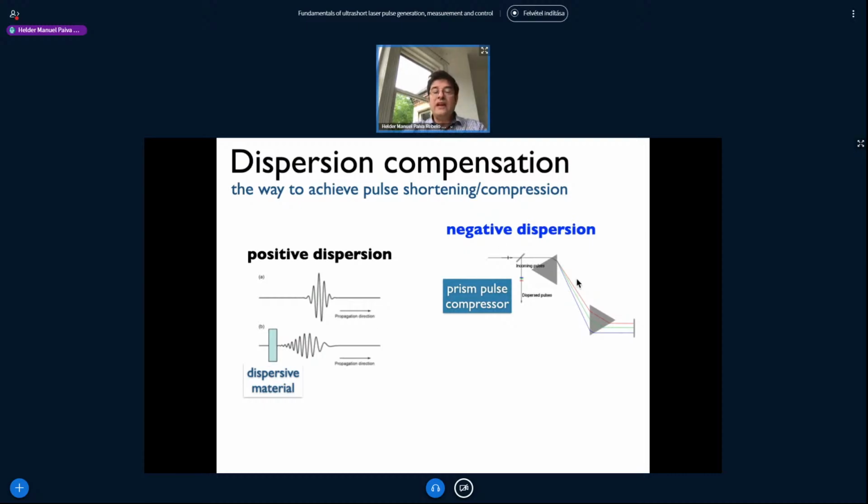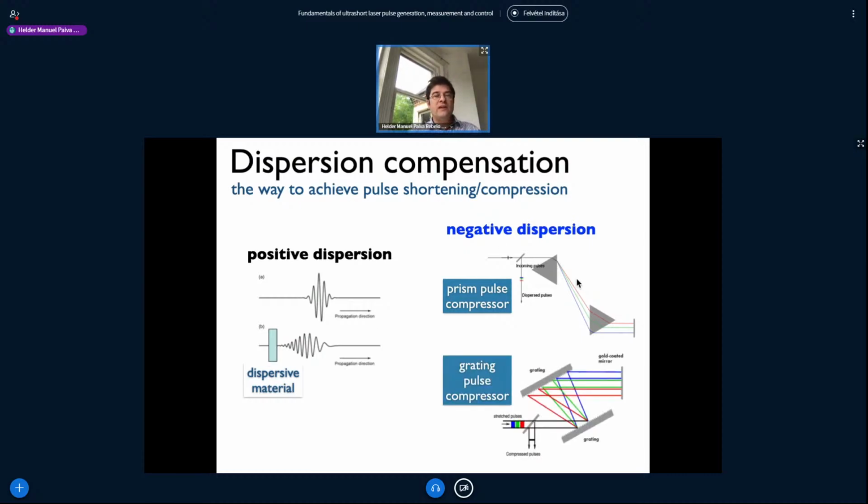So by using something like this, which can also be built using a pair of diffraction gratings, you can introduce negative dispersion, so making reds go faster than blues, and thereby canceling the effect of the dispersion from materials like glasses, okay? And that's basically how one manages to keep light pulses short, by using negative dispersion.